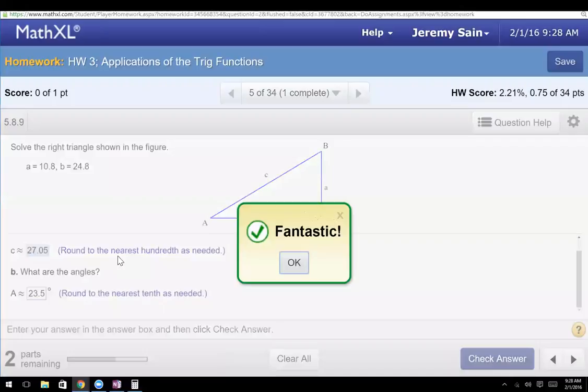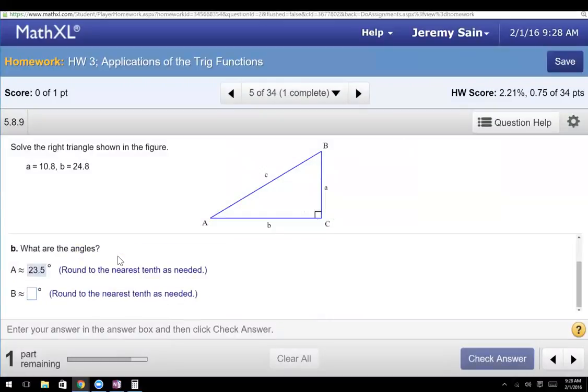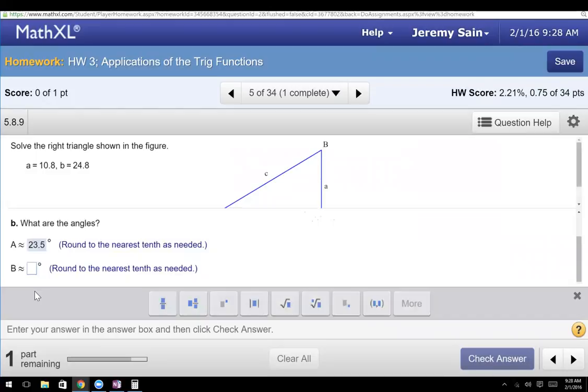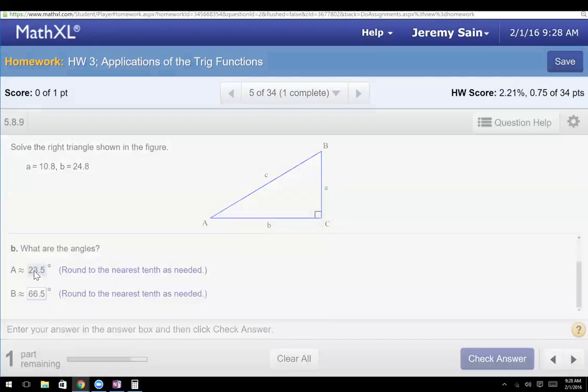Hey, that's a good thing to write down. And then once we have A, A and B have to add up to 90. So 90 minus 23.5 would be 66.5.